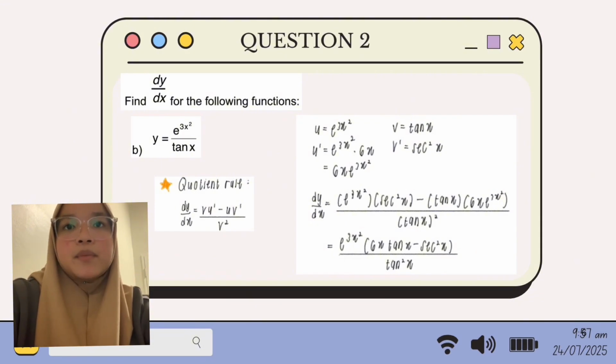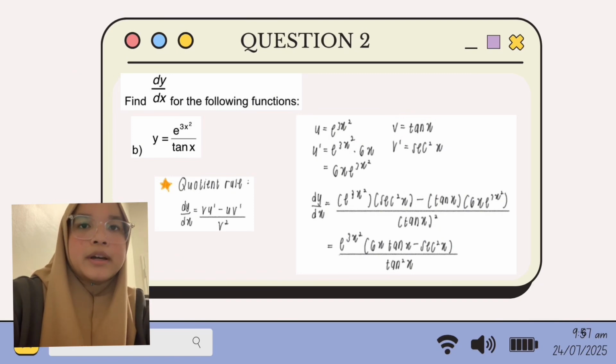First, we find u prime. We know that u is equal to e to the power 3x squared. So we need to differentiate the exponent. For differentiating the exponent, we first write back e to the power 3x squared. Then we need to multiply by the derivative of the inner function, which is 3x squared. We differentiate, we get 6x. Then we multiply the two functions, we get 6x e to the power 3x squared.